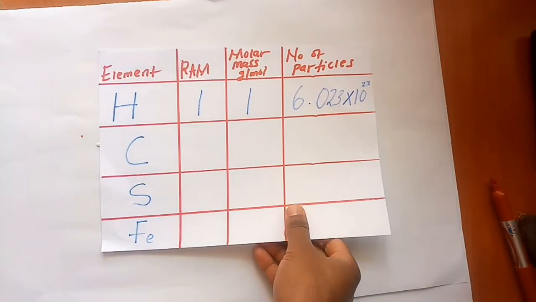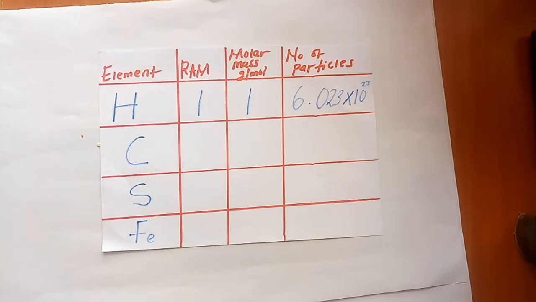Now next, I'll show you how to determine the number of particles in any given mass. However, it is good first of all to understand that the RAM of any element gives you the mass of 1 mole of that element. The RAM of any element gives you the mass of 1 mole of the atoms of that element.